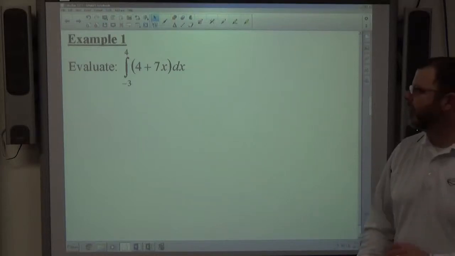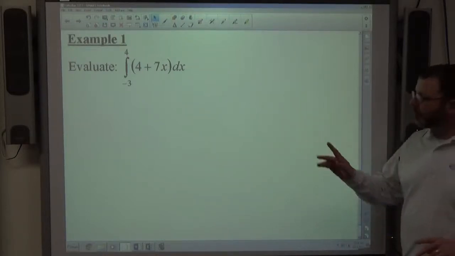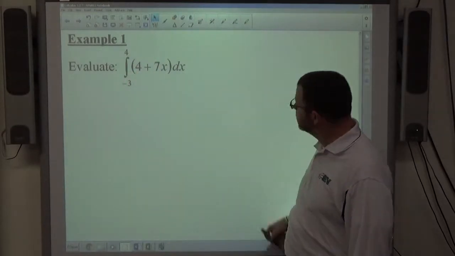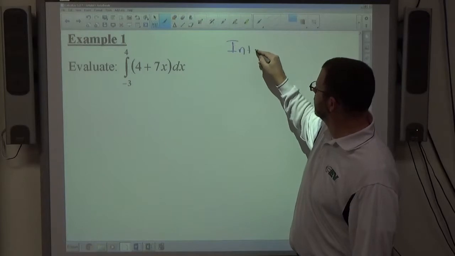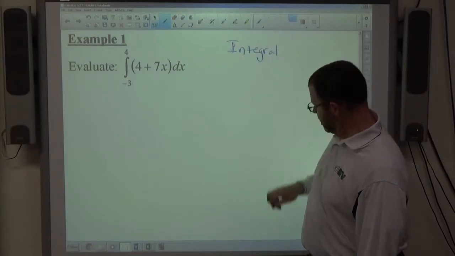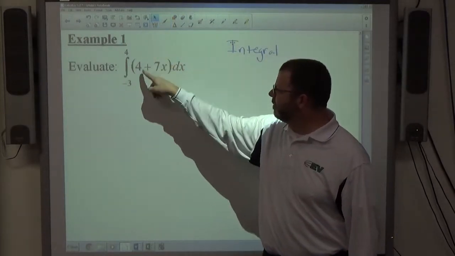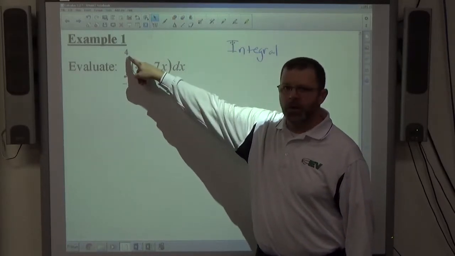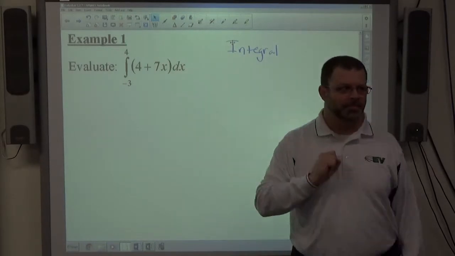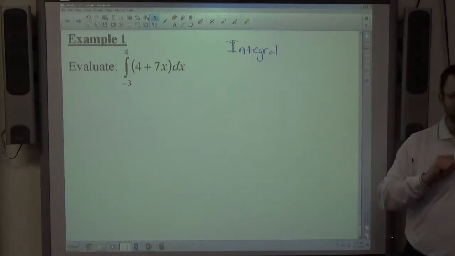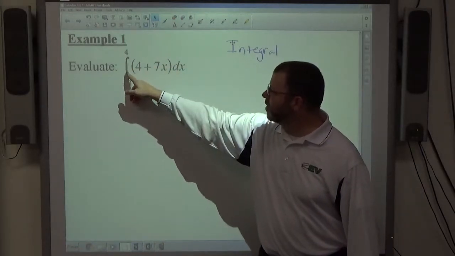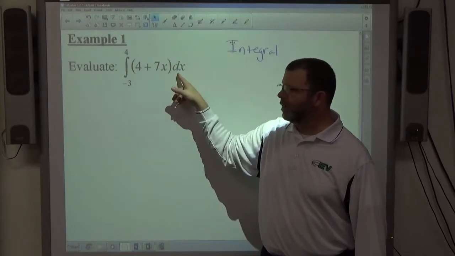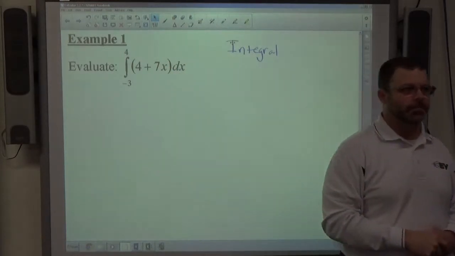Okay, example 1: evaluate, and this is read as such, the integral of 4 plus 7x from negative 3 to 4 with respect to x. I'll say it again. Evaluate the integral of 4 plus 7x from negative 3 to 4 with respect to x. That's how you read it.